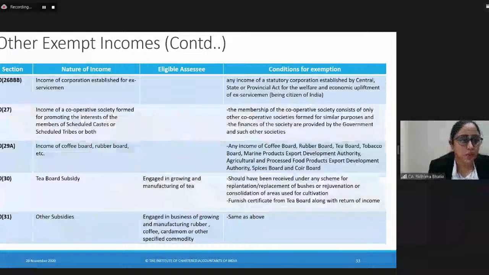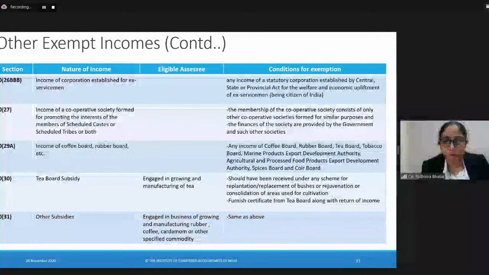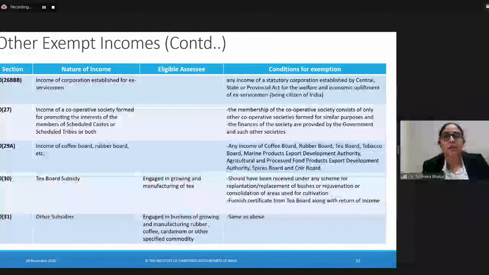Section 10 clause 26 triple B, income of corporation established for ex-servicemen. Who are ex-servicemen? You can say those who had served in military or naval or aerial services and now they are retired. So these are your ex-servicemen. So if any statutory corporation is established for the welfare of these ex-servicemen, provided they are citizens of India, then the income of such corporation would be exempt.